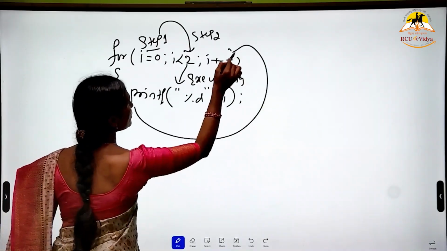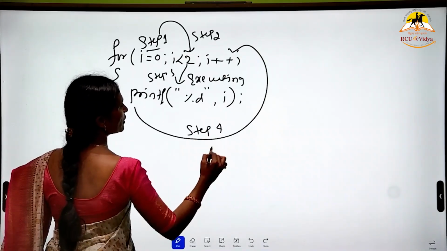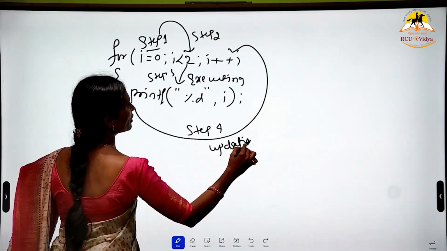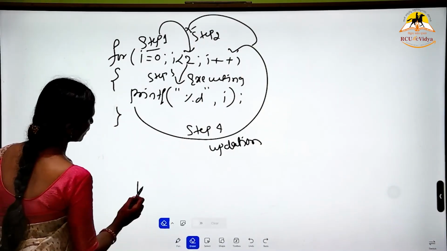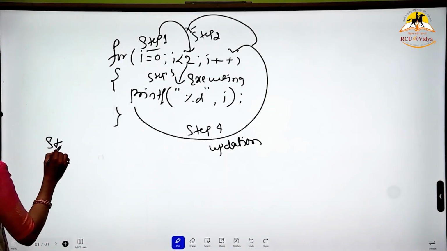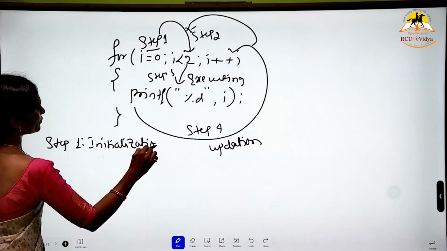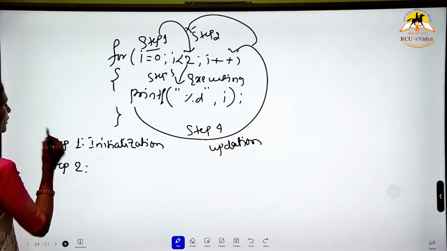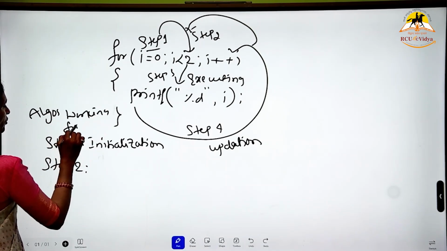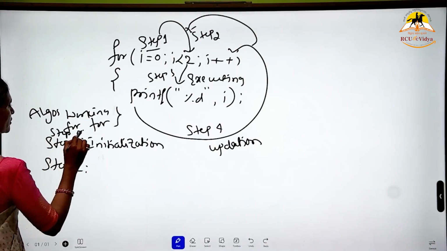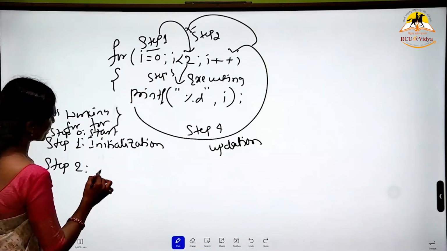Step 3 is executing. Step 4 is updation. Again step 5, that is repeat. Go to repeat. So how can we write the algorithm here? The name of the algorithm is working of for loop. Step 0 is start. Step 1 is initialization. Step 2, check the condition.